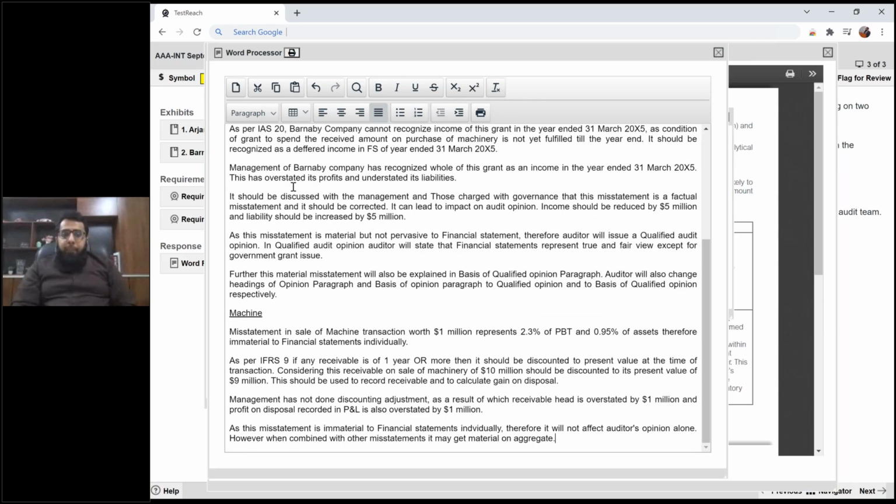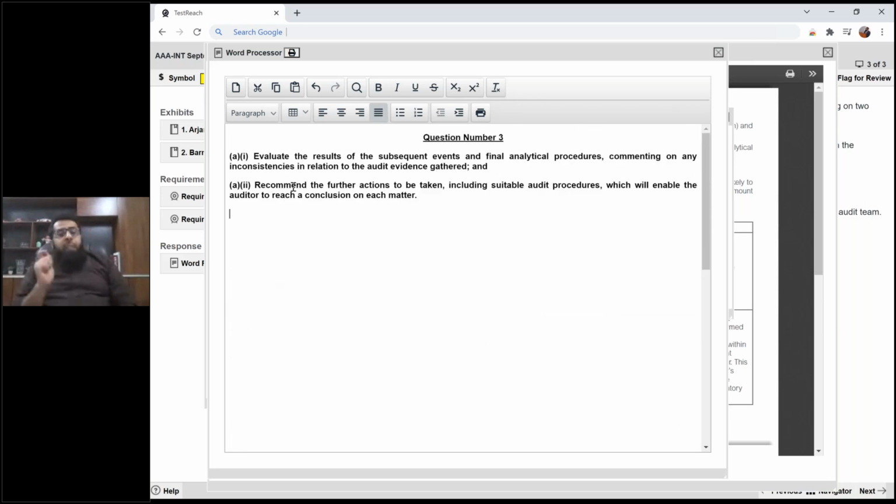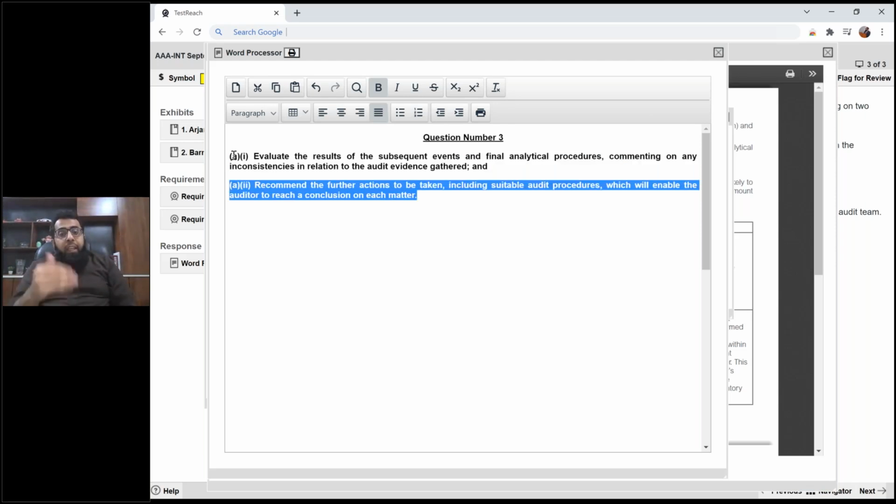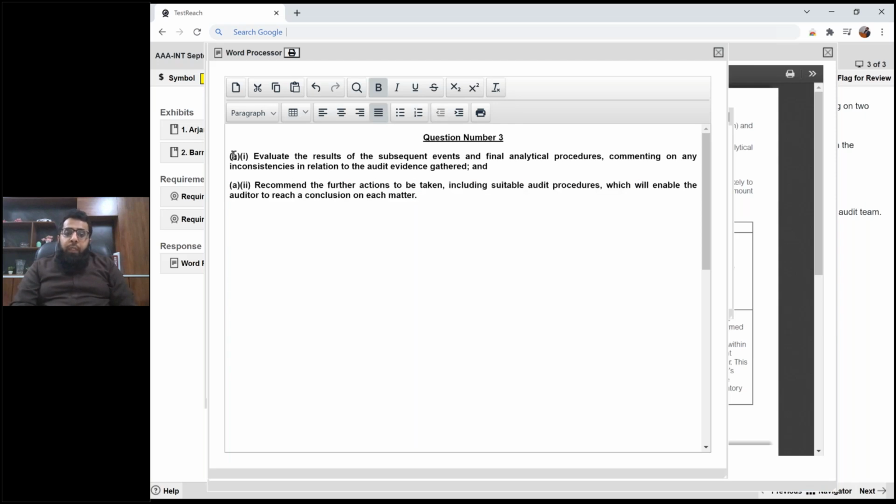So let's start. Now, part A1. Evaluate the results of the subsequent event and final analytical procedures, commenting on any inconsistencies in relation to the audit evidences gathered. First of all, we have to evaluate the results, what the findings are, and we have to comment on the inconsistencies in relation to audit evidence. And then we have to recommend the further actions which should be taken in this regard, including the audit procedures. Now let's read it. I want you all to concentrate on it.